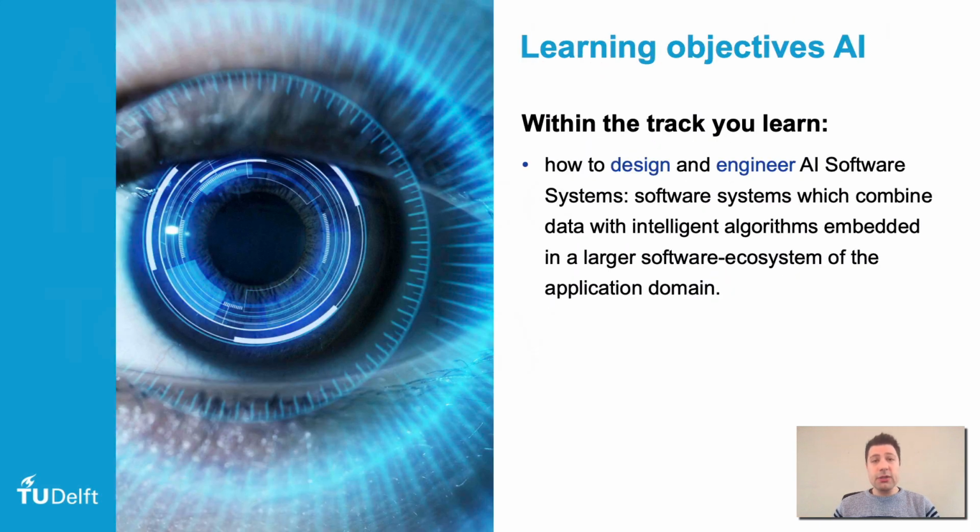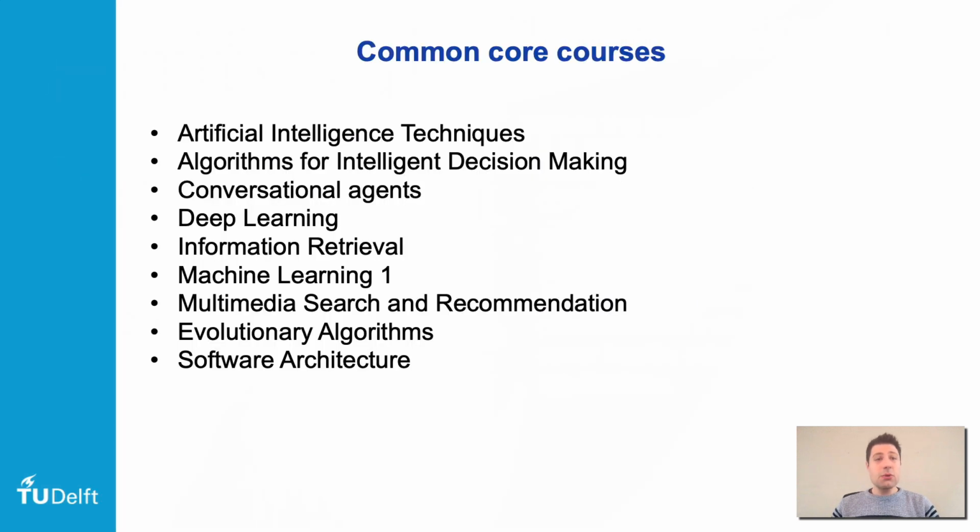In terms of learning objectives, in this track you're going to learn how to design and engineer AI software systems, which are software systems that combine data with intelligent algorithms embedded in a larger software ecosystem of the application domain. Those are the common core courses: artificial intelligence techniques, algorithms for intelligence decision making, conversational agents, deep learning, information retrieval, machine learning, multimedia search and recommendation, evolutionary algorithms, and software architecture.